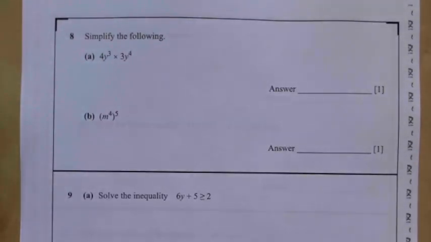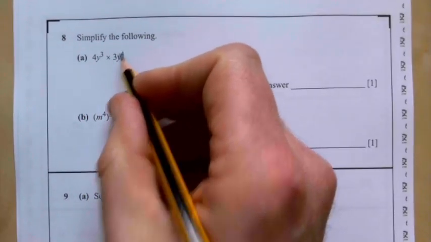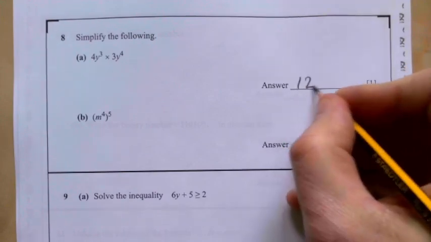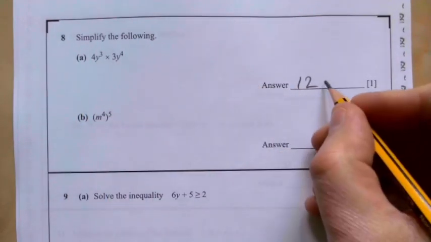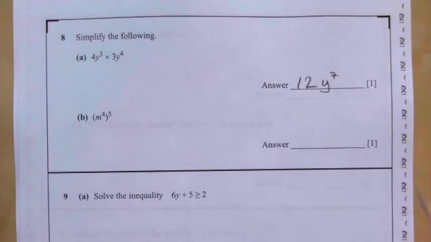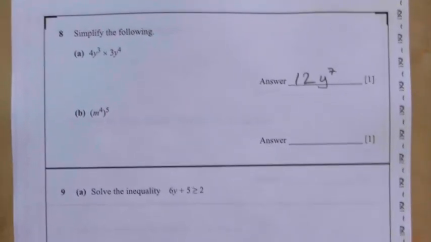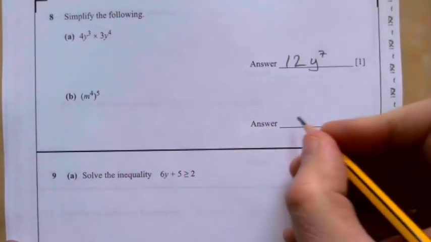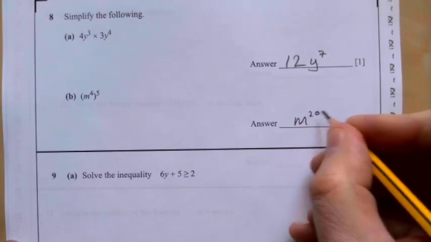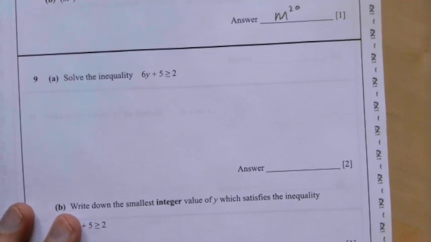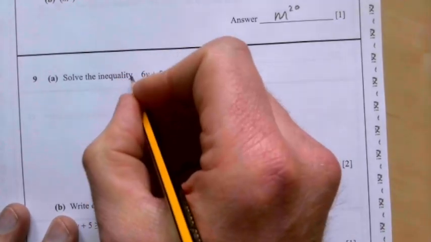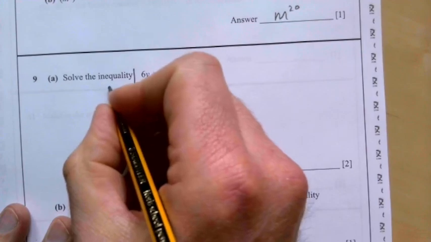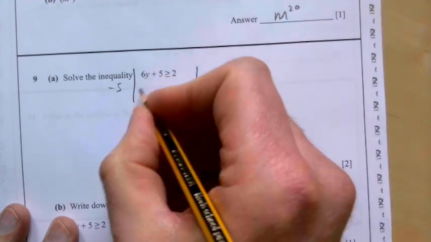Question 8. Simplify the following. 4y cubed times 3y to the power of 4. First of all, the 4 times the 3 is going to give us a 12. Y cubed times y to the power of 4 then gives y to the power of 7. And part B, m to the power of 4 all to the power of 5 is m to the power of 20. Question 9. Solving an inequality: 6y plus 5 is greater than or equal to 2. I would be taking away 5 from both sides.